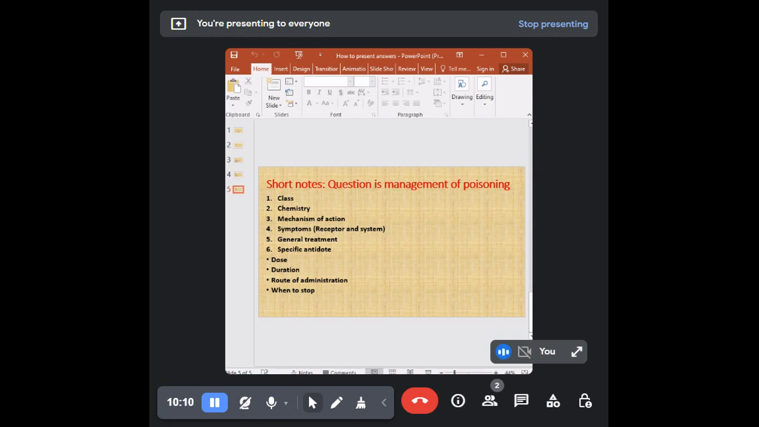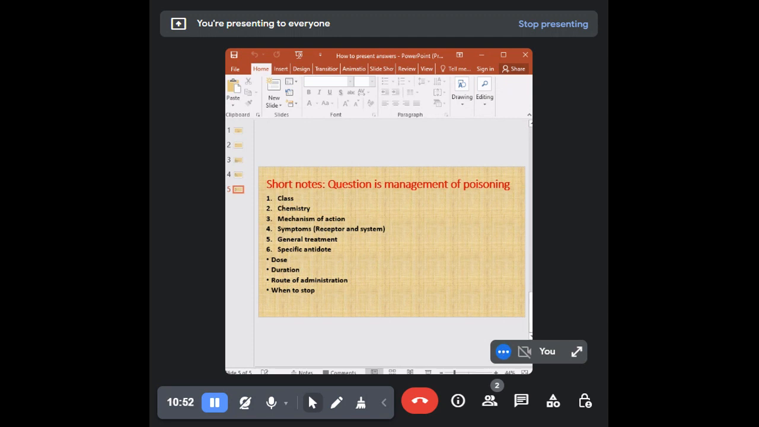Then symptoms. For symptoms you make system, receptor, what symptom. Okay, I repeat: system, receptor, then what symptom. Then come to the treatment part. In the treatment part, what you have to do is general treatment. What you will do in the general, okay. Then come to the specific antidote. In the specific antidote, you have to write the mechanism of action: how this drug will be useful in that poisoning condition, then dose, then duration, route of administration, then when to stop.